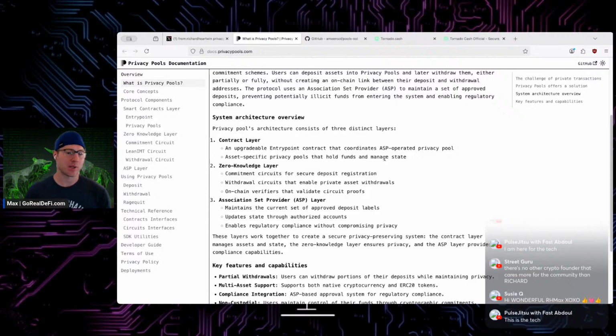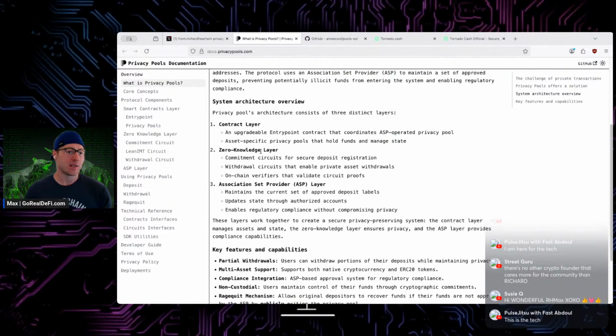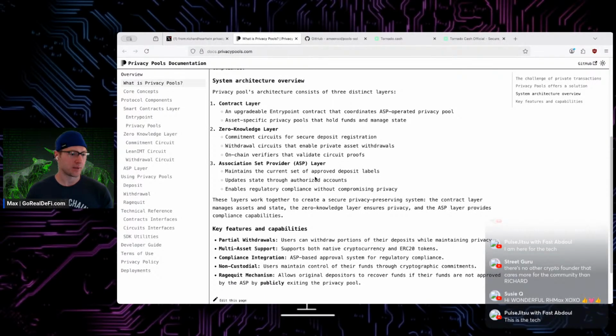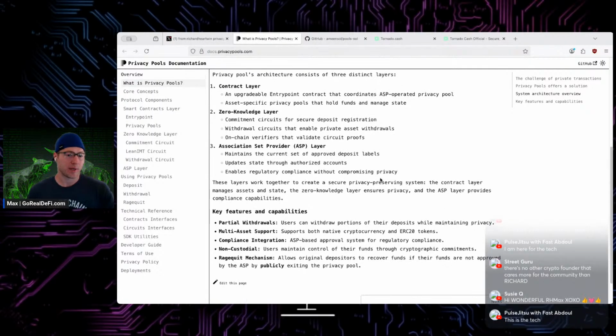But so, system architecture. Contract layer: an upgradable entry point contract that coordinates ASP-operated privacy pools, and asset-specific privacy pools that hold funds and manage state. Then the zero knowledge layer: commitment circuits for secure deposit registration, withdrawal circuits that enable private asset withdrawals, and on-chain verifiers that validate circuit proofs. So there's a verifiers piece of that as well. And the ASP layer maintains a current set of approved deposit labels, updates state through authorized accounts, and enables regulatory compliance without compromising privacy.